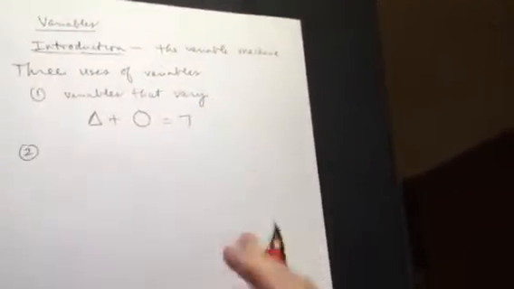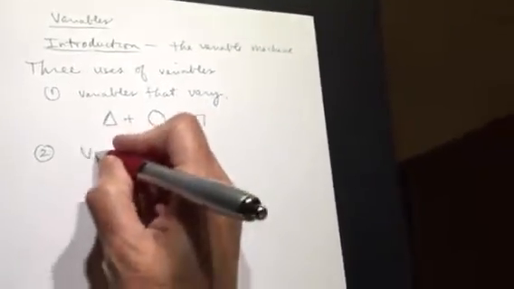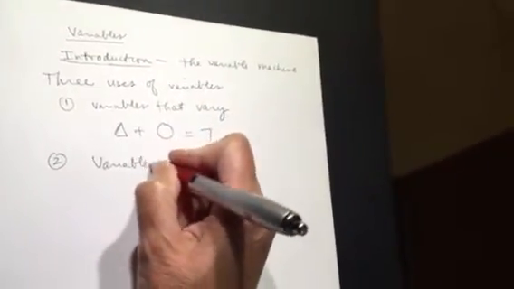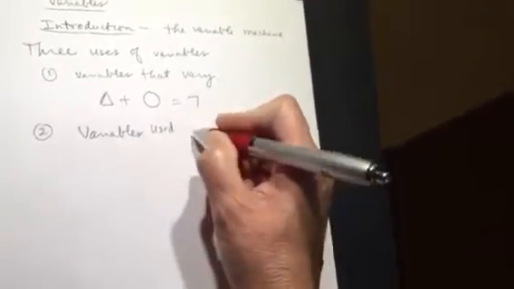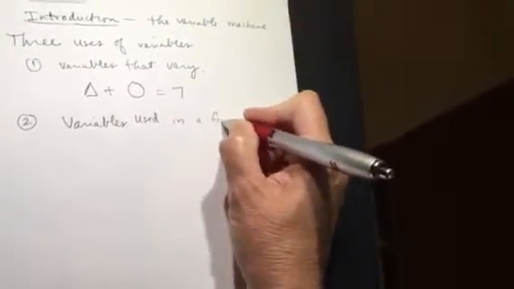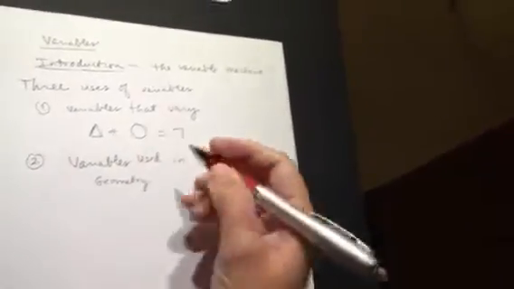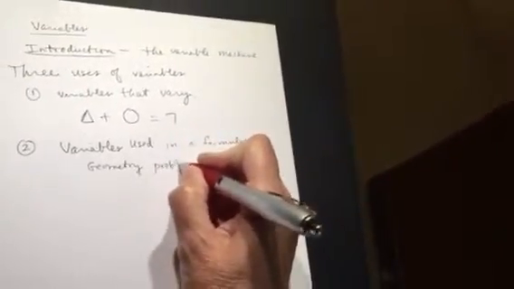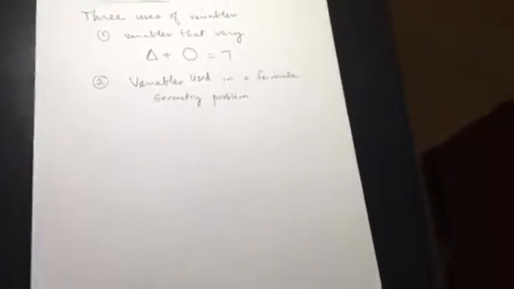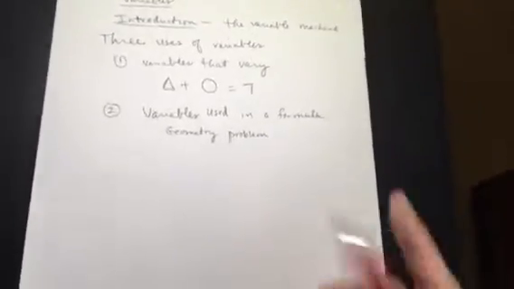Okay, the second one we did was variables used in a formula. For variables used in a formula, this was the geometry problem that we did last time, where we had the area of a rectangle, the area of a triangle, and we took that paper and cut it up and all that sort of stuff.